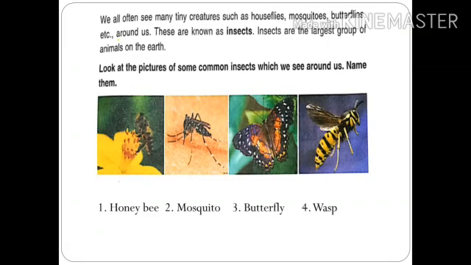We often see many tiny creatures such as houseflies, mosquitoes, and butterflies around us. They are all known as insects, and you know that insects are the largest group of animals on the earth. Look at the pictures in your book. Write the name of the insects. Number 1 is honeybee, number 2 is mosquito, number 3 is butterfly, and number 4 is wasp.